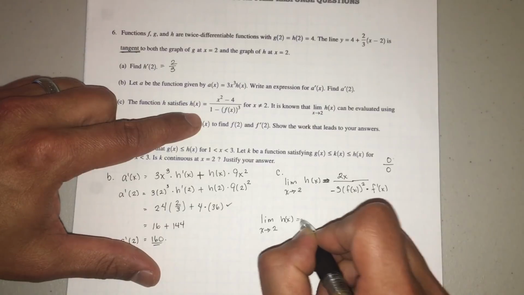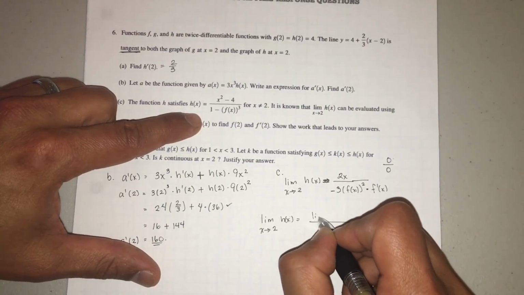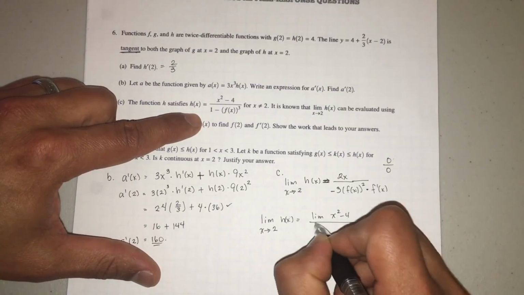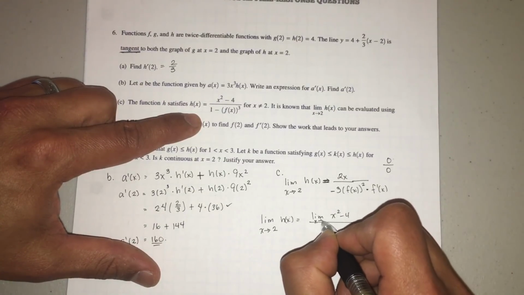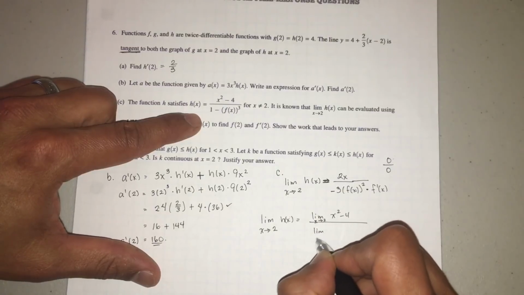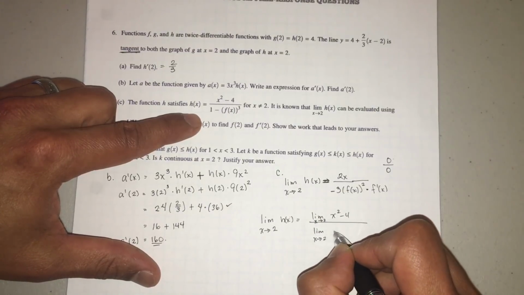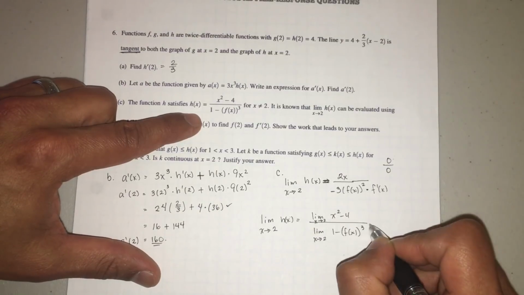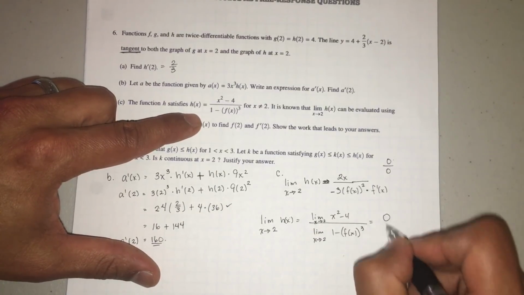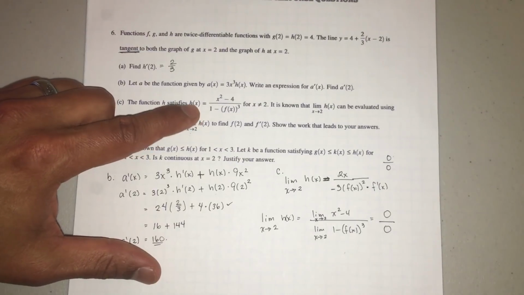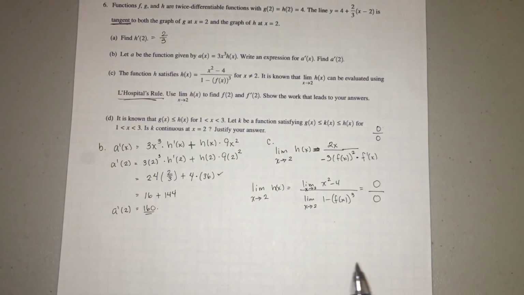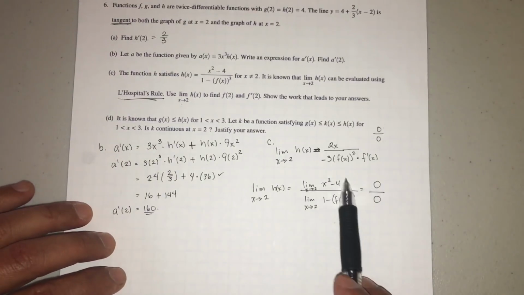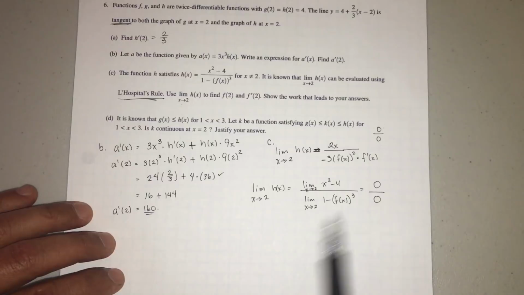Okay, that means that the limit on the top of x squared minus 4, and I forgot, I put the x here, and then take the limit on the top of 1 minus f of x to the third. Okay, that should give you 0 on the top, 0 on the bottom. Does that make sense? Right, because the only time we're using L'Hopital's rule is when it's indeterminate. So that means we're taking the limit on the top, we get a 0. We take the limit on the bottom, we get a 0.